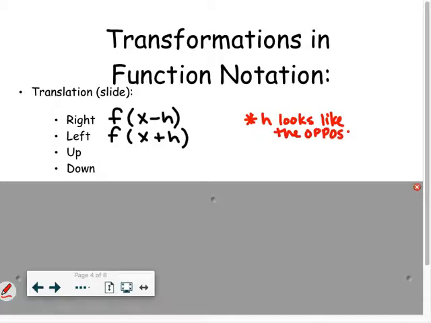I also always give my students a reminder that h looks like the opposite. So when you plug into function notation, x minus h actually goes to the right when normally negative is to the left. Do you understand what I'm saying there? And x plus h goes to the left, even though plus would normally go to the right. So h is like the opposite of what you think it will be. It's weird.